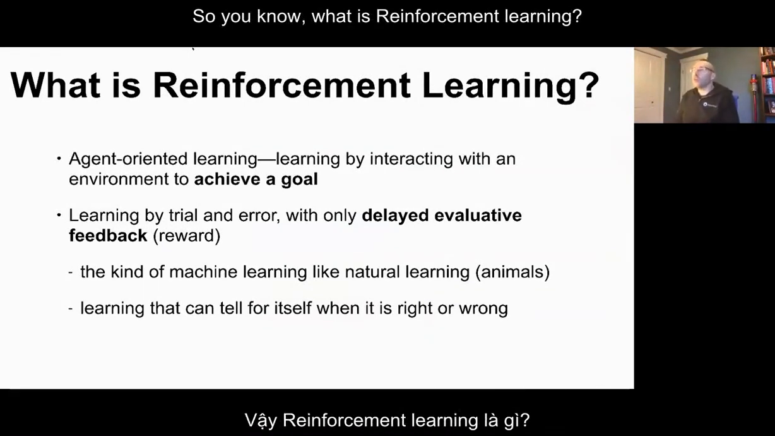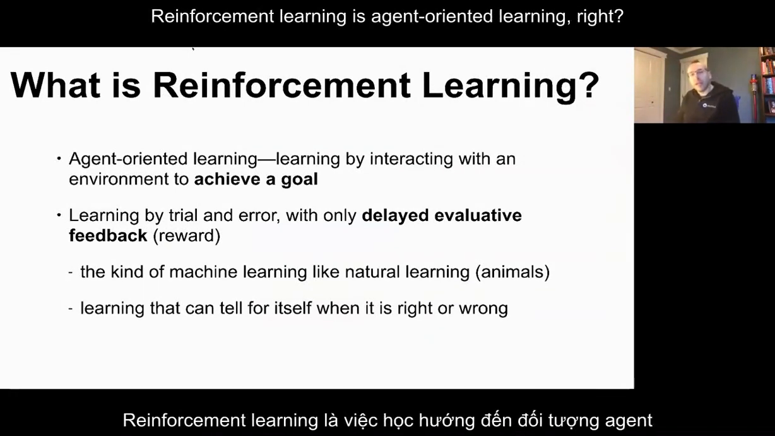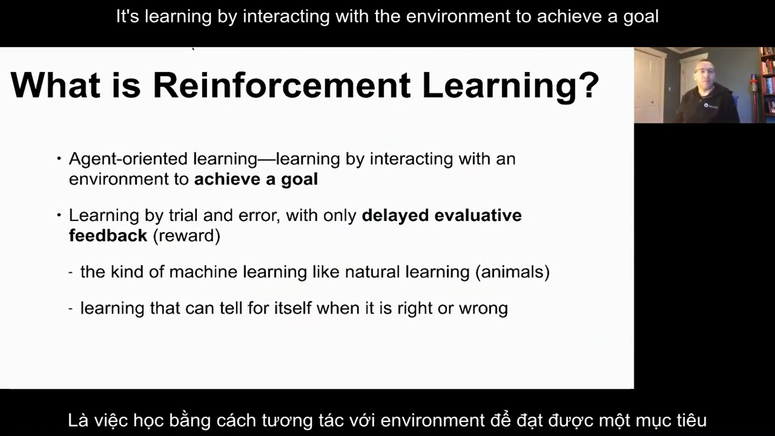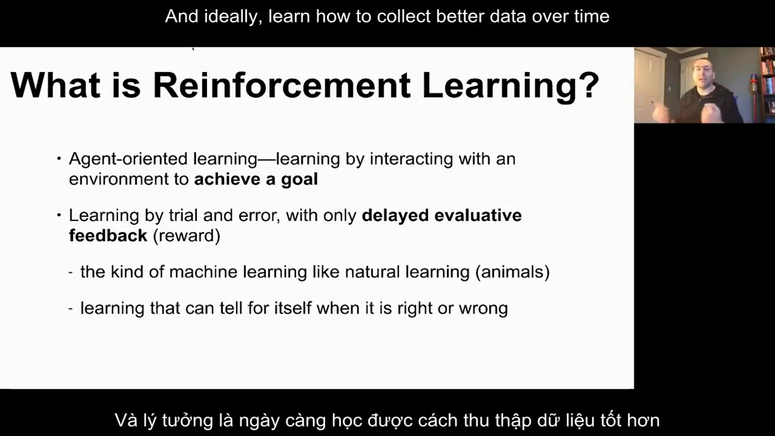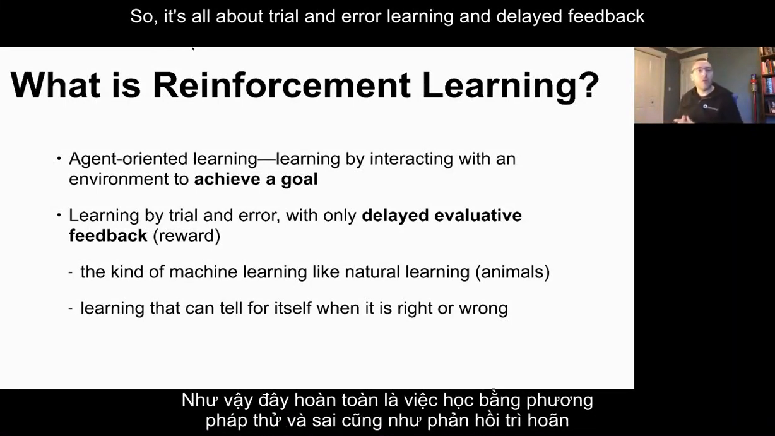So what is reinforcement learning? Reinforcement learning is agent-oriented learning, right? It's learning by interacting with the environment to achieve a goal. This really is about a platform where the agent has to take actions and collect its own training data and then learn things from that training data, and ideally learn how to collect better data over time. So it's all about trial and error learning and delayed feedback.